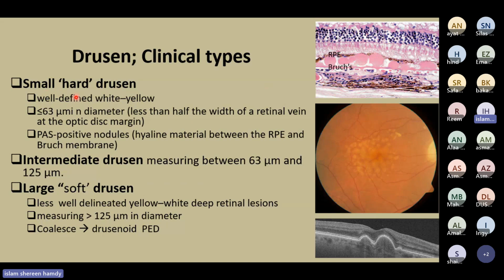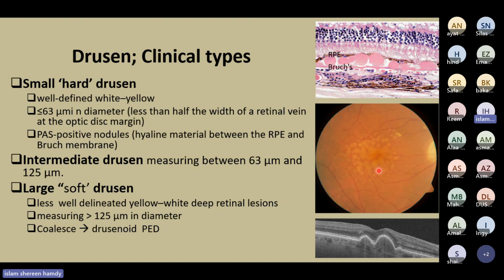the intermediate drusen, or the large soft drusen. How to differentiate clinically between them? So you take the vein at the optic disc margin here, one of the veins, and you take half of the width of that and measure whether the drusen are smaller, equal, or larger than the width of the vein at the optic disc margin.